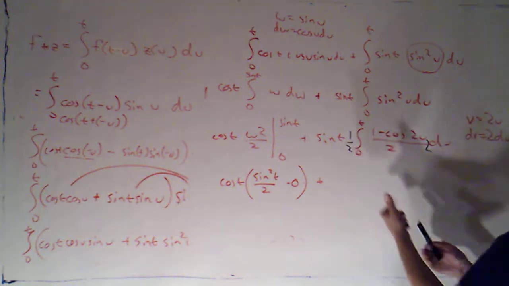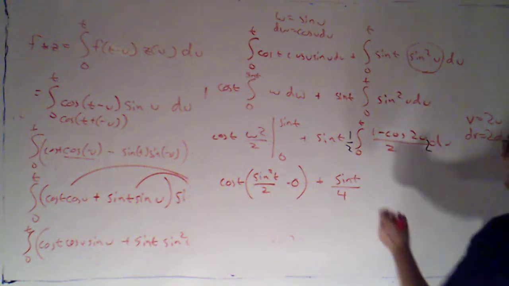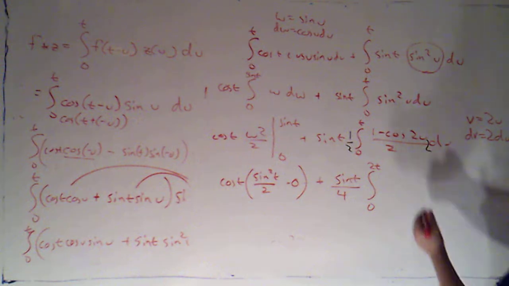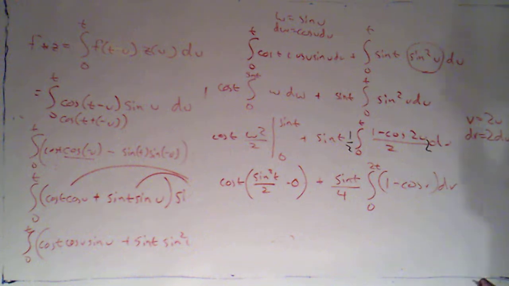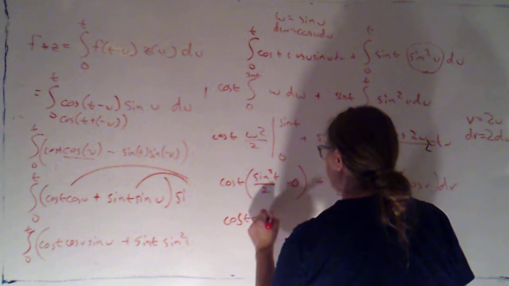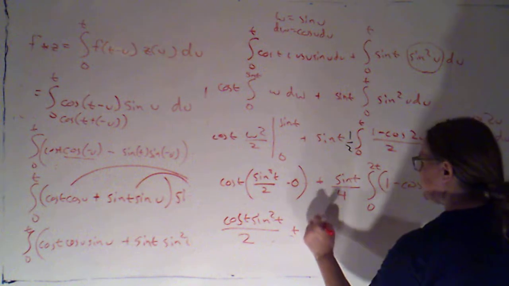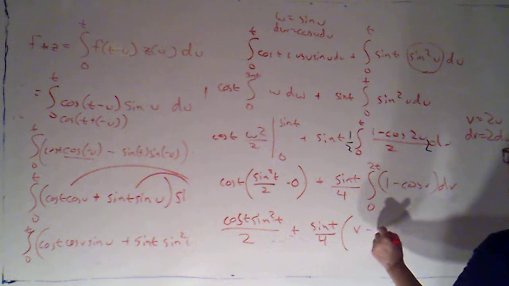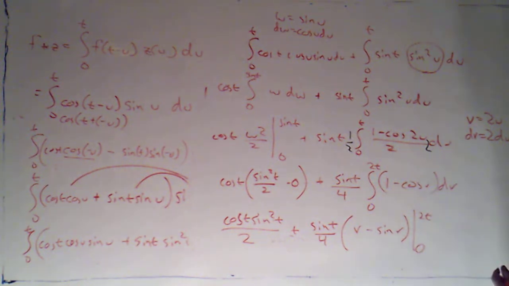And I'm also going to just factor out that 2. So that's going to make that a sine t over 4 on the outside. We'll be integrating from 0 to 2t, and we'll be integrating 1 minus cosine of v dv. So this is cosine t sine squared t all over 2, plus, let's see, sine t over 4 times v minus sine v evaluated between 2t and 0.